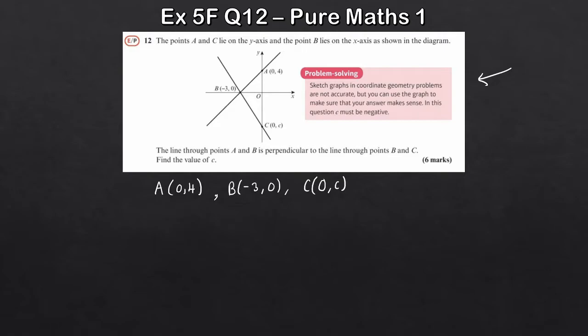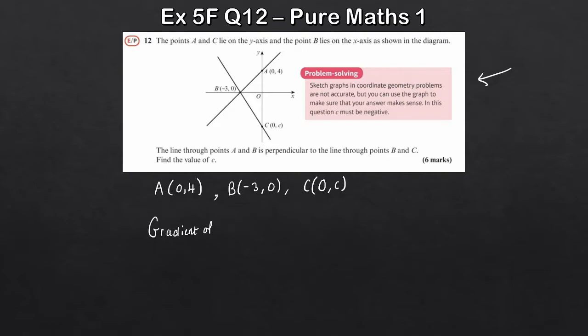Well, the first thing we know is that the line through the points A and B is perpendicular to the line through points B and C. So we can't directly work out from here the gradient of BC, but what we can do is work out the gradient of AB, and then because they're perpendicular, we can then go on to work out the gradient of BC. So let's work out the gradient of AB first.